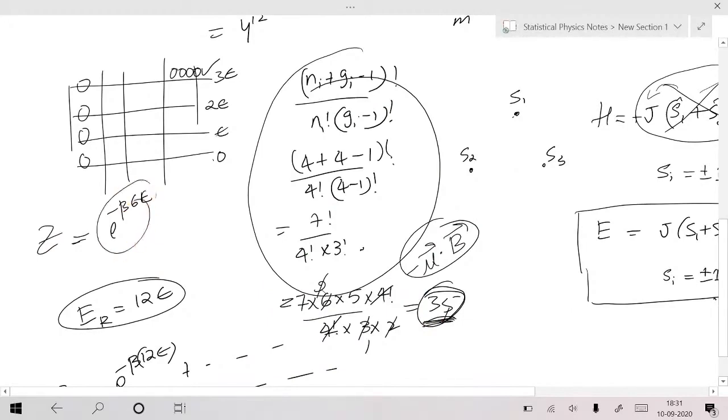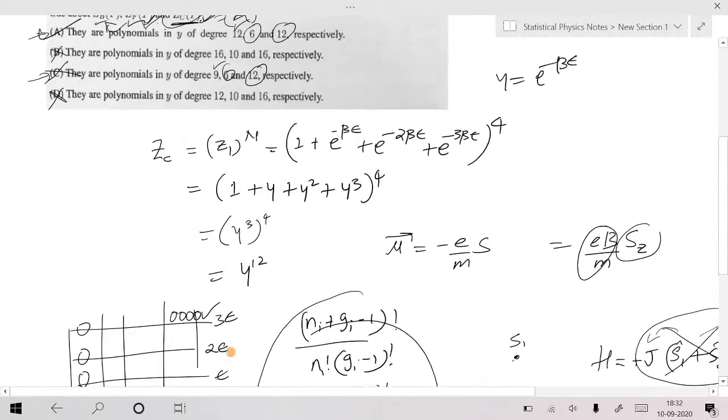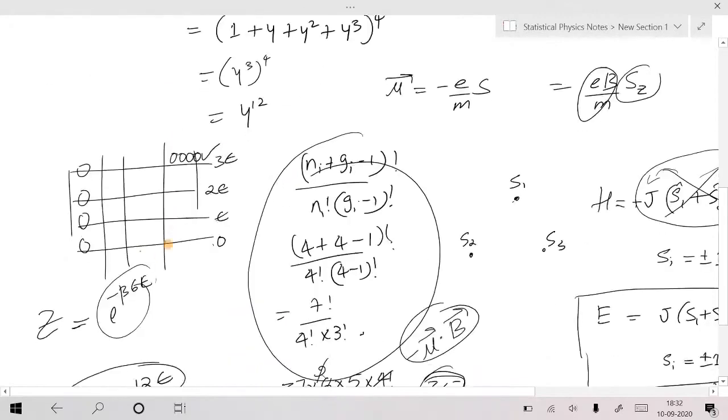Then again, what I need only is the maximum energy here to find the maximum factor of Y, isn't it? That's why that maximum energy can happen when all bosons are in the highest possible state. That's it.